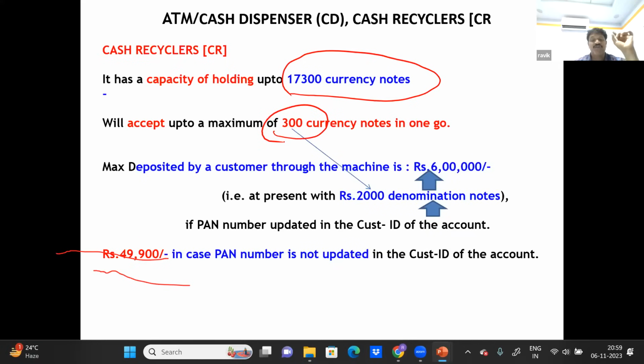6 lakhs. So if the examiner asks maximum deposit can be done in cash recognition, it is 6 lakhs, because 2000 into 300 notes. One stroke 300, total capacity of the machine is 17,300. And remember, if PAN number is updated in customer ID, then only people can deposit 6 lakhs. There is a logic, we know it. 49,900 in case PAN number is not updated. These are all banking, you know it.